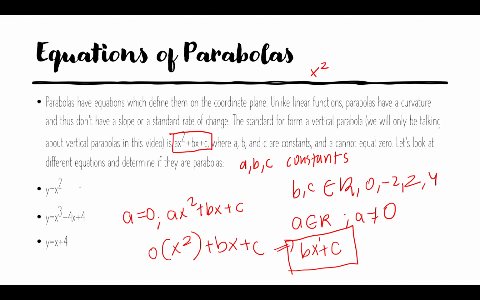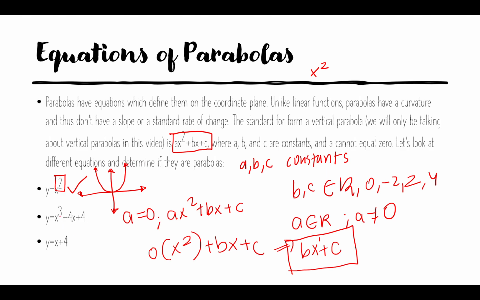Let's look at the first question. Is x squared a parabola? Yes, of course it's a parabola. We know that the degree is 2. And even though the b and c values are 0, they can be 0. So there's no problem there. This graph on the coordinate axes will look something like this. It's an upward parabola.